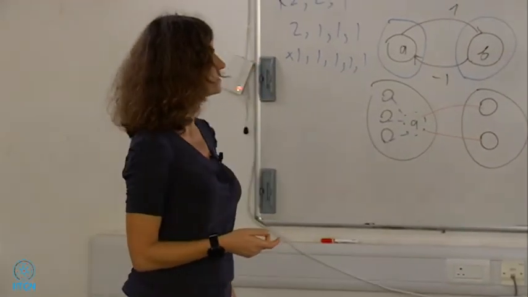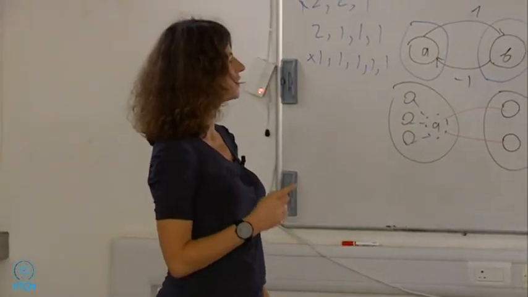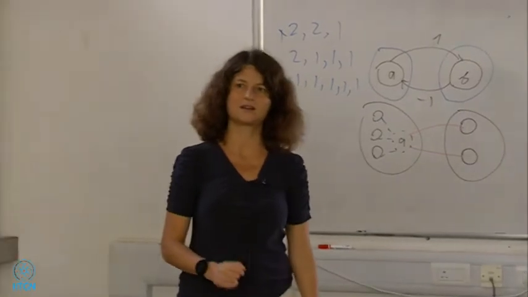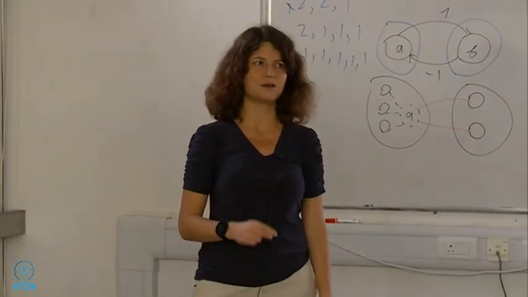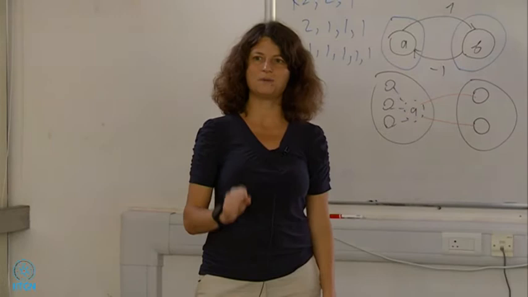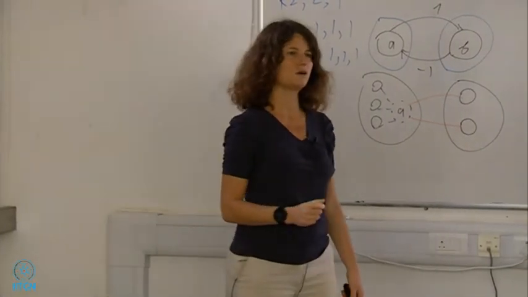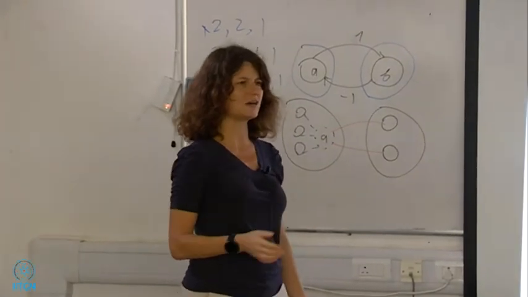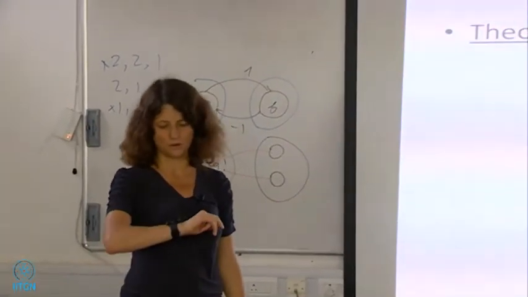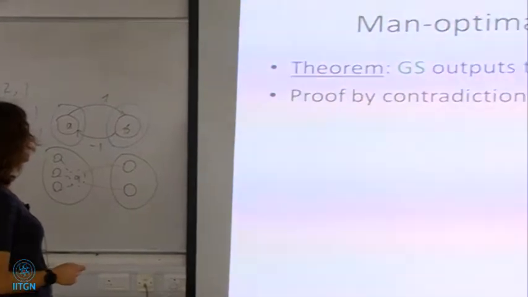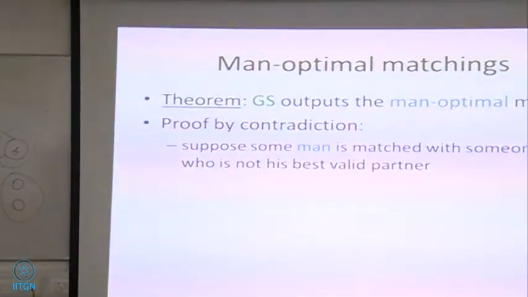Okay, so now here's a theorem. What Gale-Shapley outputs is actually that thing. It's the man optimal matching. Gale-Shapley gives each guy his best valid partner, the best he can hope for in any stable matching. Okay, so let's prove that. This is a slightly longer proof than the proofs we've seen before, but still short enough to go through in the remaining time. Okay, so the proof is by contradiction.